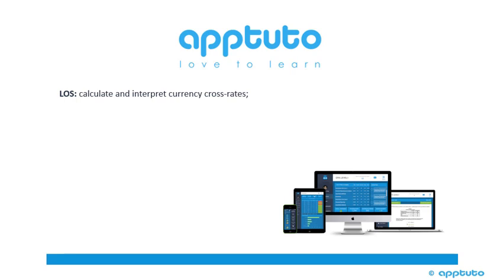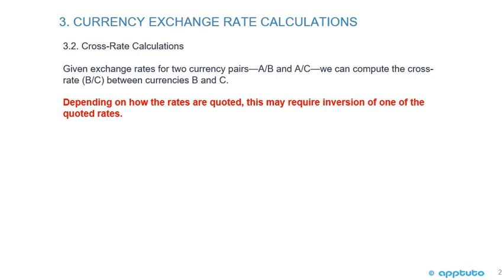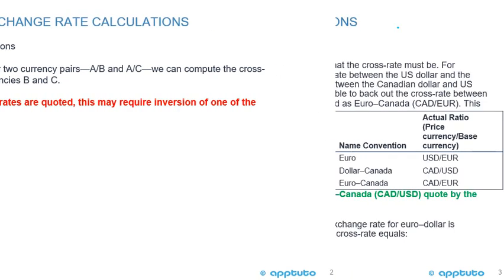This LOS is calculate and interpret currency cross rates. Currency exchange rate calculations. Now we're going to look at cross rate calculations. Given the exchange rates for two currency pairs A/B and A/C, we can compute the cross rate B/C between currencies B and C. But depending on how the rates are quoted, this may require inversion of one of the quoted rates.